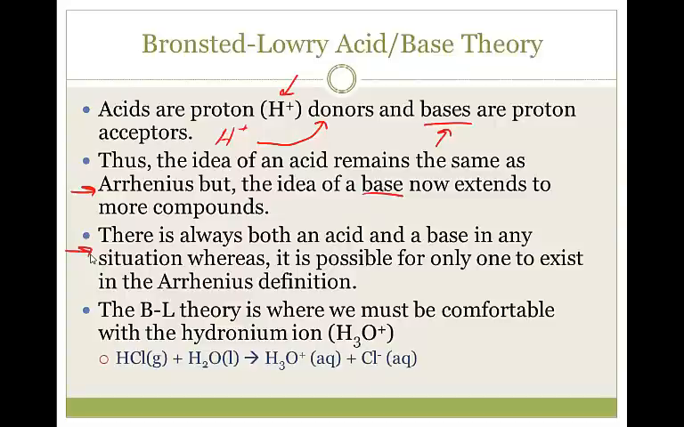But really what led to this is that it was known that ammonia acted as a base. It neutralized acids, but according to Arrhenius, it did not have this hydroxide ion. So he had to have some way to account for how ammonia could be a base when it does not have the hydroxide ion.